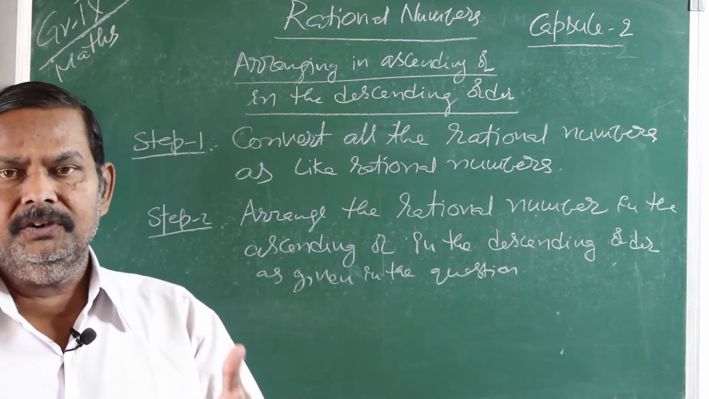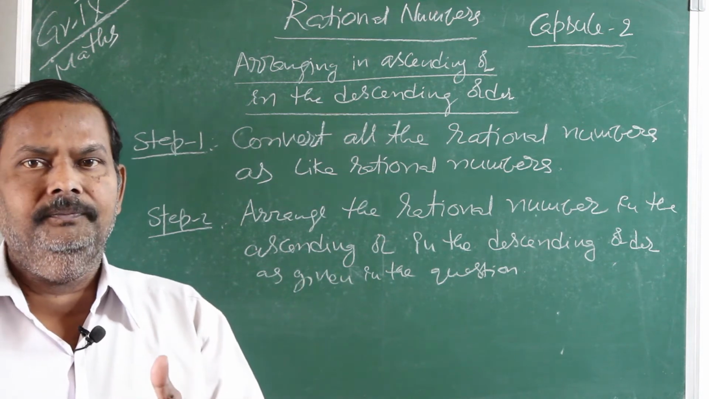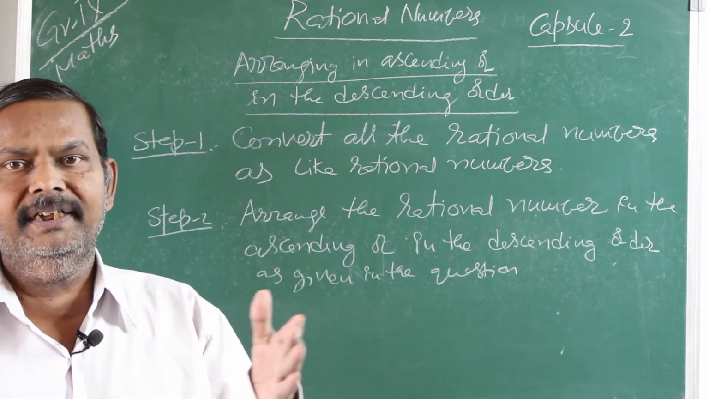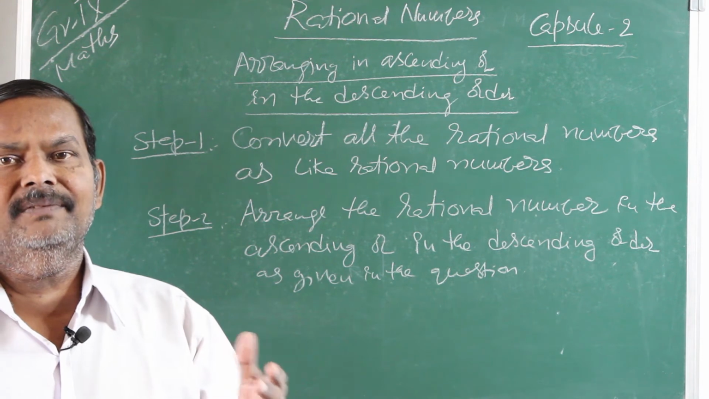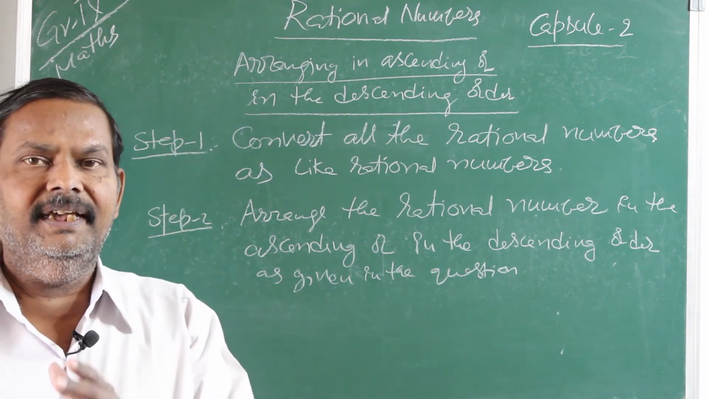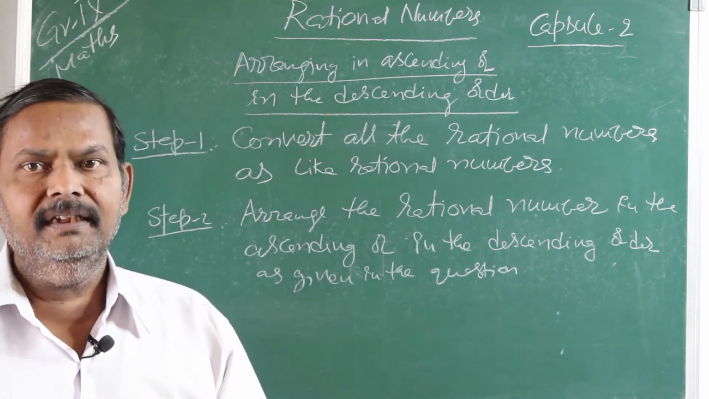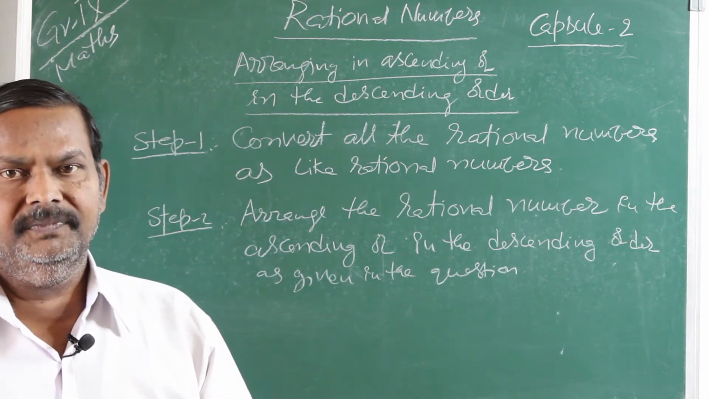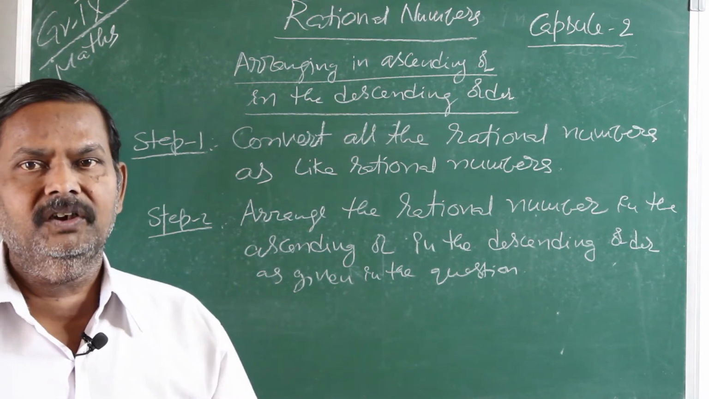If it is asked in the question to arrange them in the ascending order, arrange all the rational numbers in the increasing order of their numerators. If it is asked to arrange them in the descending order, arrange the rational numbers in such a way that they are in the descending order of their numerators. That itself is arranging rational numbers in the ascending or descending order. Let us have a simple example based on this concept.